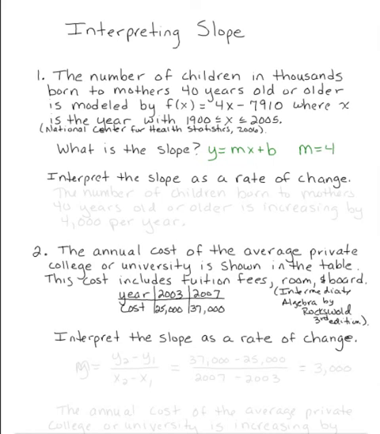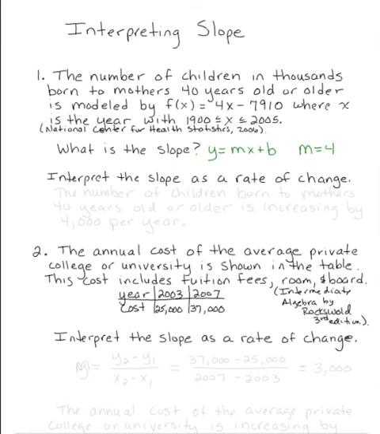Now comes the more difficult answer. Interpret the slope as a rate of change. Sometimes calculating the slope is the easy part. The hard part is interpreting that slope. Now we need to put meaning to that number. Well, let's go back to the problem. Always go back to what the equation is showing us. And in this problem, it's showing us the number of children born to mothers 40 years old or older.